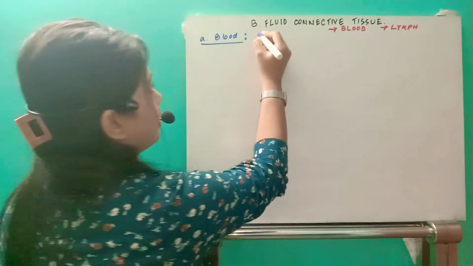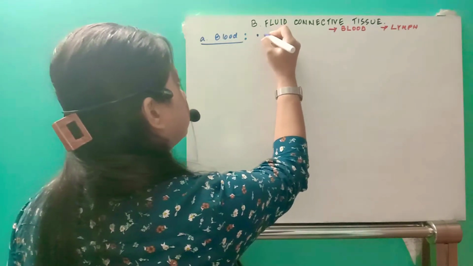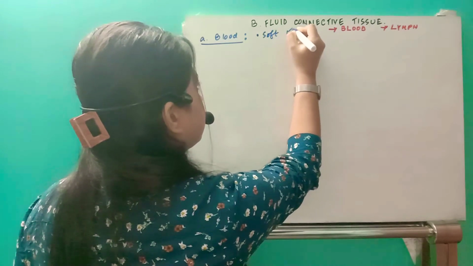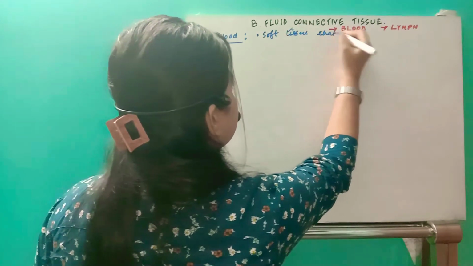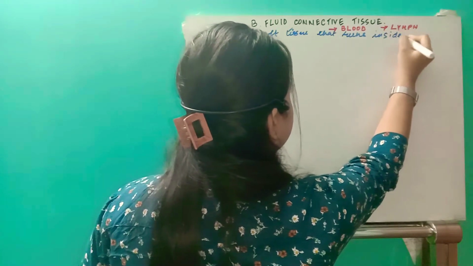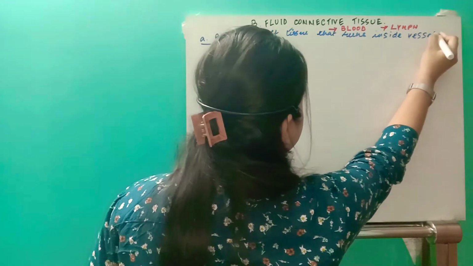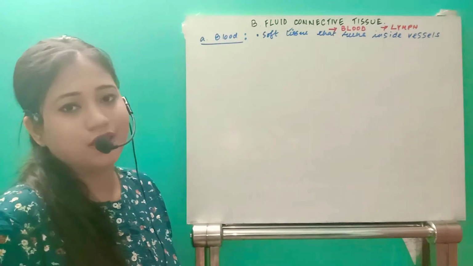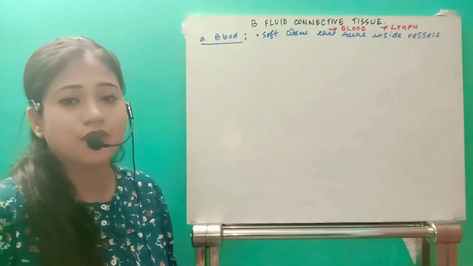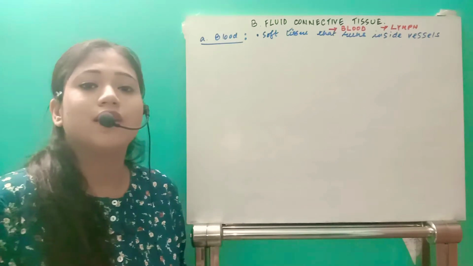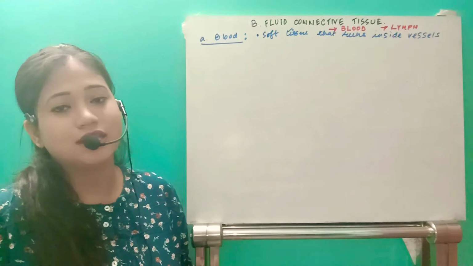So this blood is the soft tissue that runs inside the blood vessels, right? Remember, the blood will flow in the blood vessel. There are three types of vessels present. One is the artery, second one is the vein, and third one is the capillary.